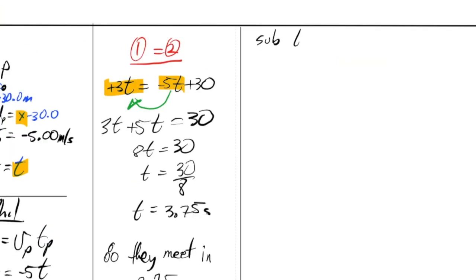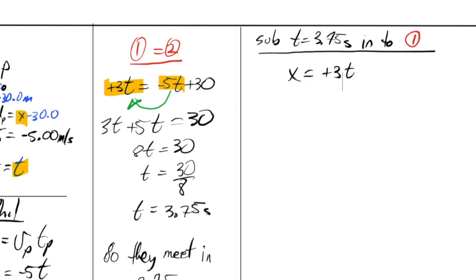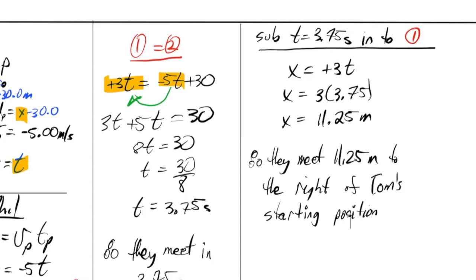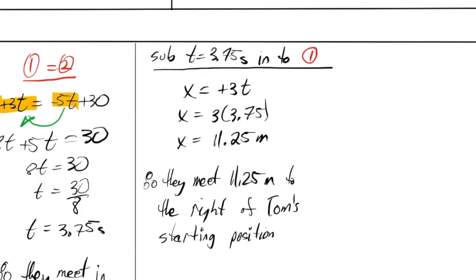So we're going to sub t equals 3.75 seconds into equation 1. And again, you should always start with the equation before you substitute in. That is an expectation. And the answer is 11.25 meters. So they meet at 11.25 meters to the right of Tom's starting position. Easy as that. Oops, apparently not easy as that.